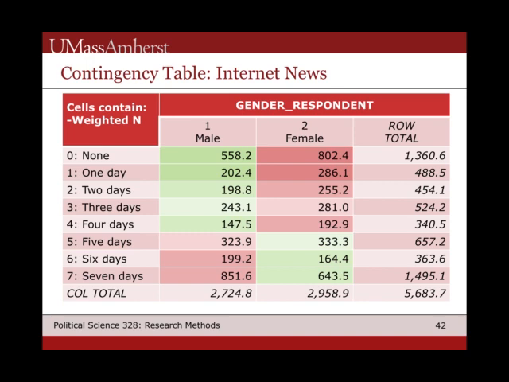So we can do the same type of thing here with internet news. This is the variable we were looking at earlier in the lecture series, and we go through and do the calculations. You can see I've colored the cells: red is the ones that are higher than expected, green is the ones that are lower than expected. I first said it the other way around, but no, sorry, that's how it is.